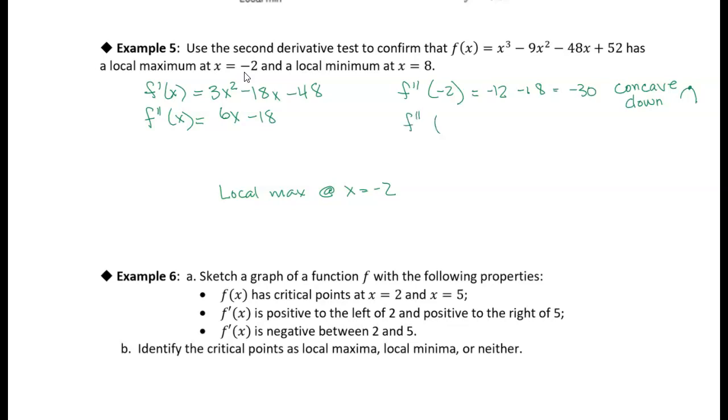We can also apply the second derivative test to our other critical point. So put in 8. 6 times 8 is 48. Minus 18 gives us a positive 30. So it's concave up, because it's a positive second derivative. Concave up tells us that we have a local minimum at x equals 8. All right, pretty cool. Let's keep going here.